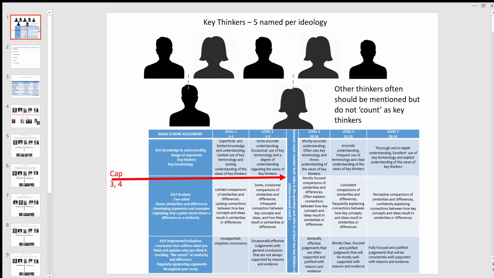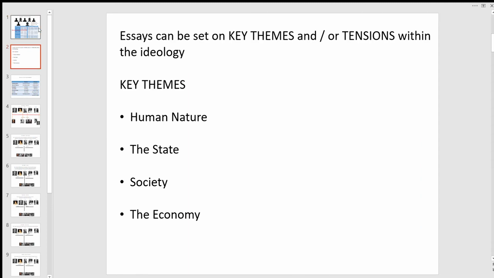Having looked at the key thinkers in each ideology, now we're just going to briefly look at how you could possibly use them or reference them in different kinds of essays that may come up. So the exam board has said that the essays can be set on the 4 key themes that are in all the ideologies, and on tensions within the ideologies, which can relate to the key themes as well.